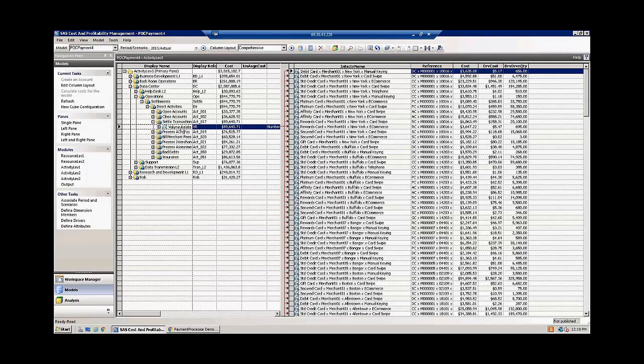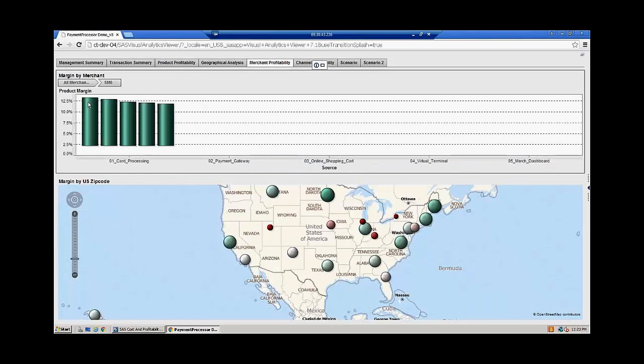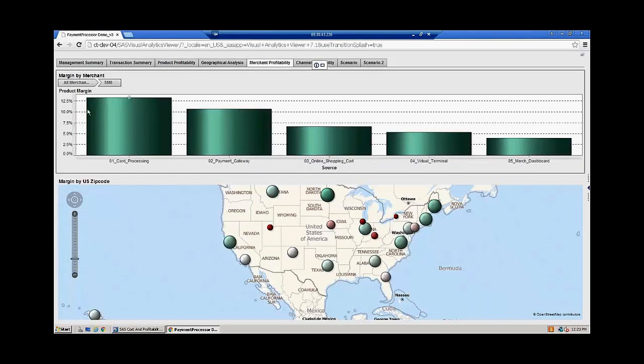Let's move on to the Merchant Profitability tab. The chart on the top provides profit margins for each merchant in descending order of profitability. The bars represent the total profit margin for products carried by each merchant. We can see there are 4 merchants that are losing money. If we drill down on the bar chart, we can see that merchant number 6 has 5 different products, and we also see the margin for each of those products.